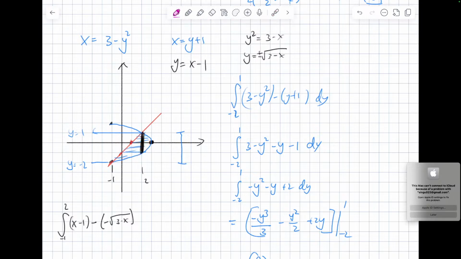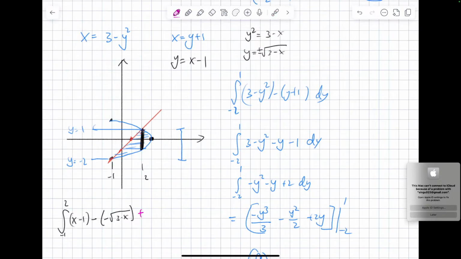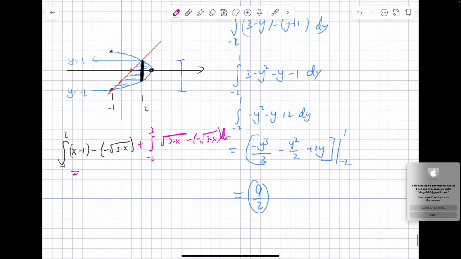How do I take into account that area? By adding from -2 to 3. The top function is going to be square root of 3 minus x minus negative square root of 3 minus x dx. Now, if you did this work, you're going to get also 9/2. But just a lot longer.